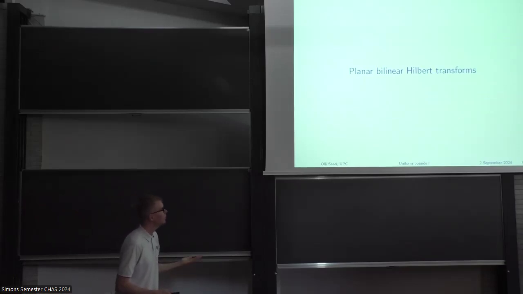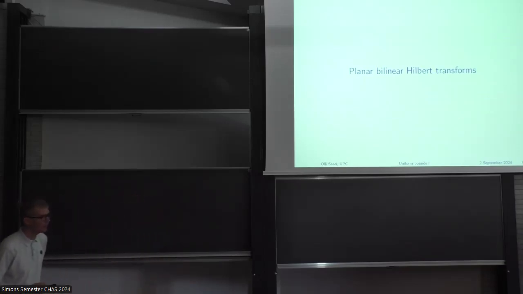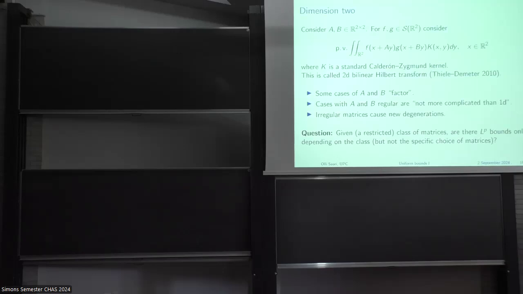So now the next thing to look at is, of course, what happens in the plane. So we would like to study similar objects in the plane. And this study was started by Thiele and Demeter in 2010. They defined so-called 2D bilinear Hilbert transforms in the following way. So you take again 2 test functions. Again, you write the product with the Calderón-Zygmund operator acting on them. And now you do different linear maps here. So not just a constant, but a linear map.